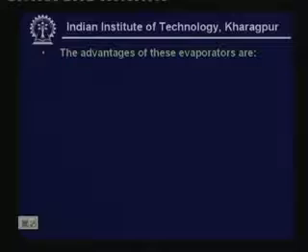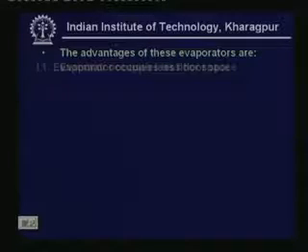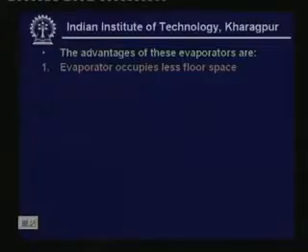Now, what are the advantages of natural circulation evaporators? Evaporator occupies less floor space. This is very important, especially in cold storages, because if the system occupies a lot of floor space, then valuable floor space is lost, because you could have stored some products in that floor space, and by storing more products you could have earned more money. So floor space is very valuable. When you are using natural convection type evaporators in cold storages, they are kept right near the ceiling, so it does not occupy any floor space. This is one of the advantages of natural circulation type evaporators.